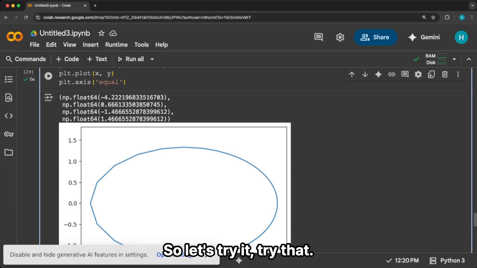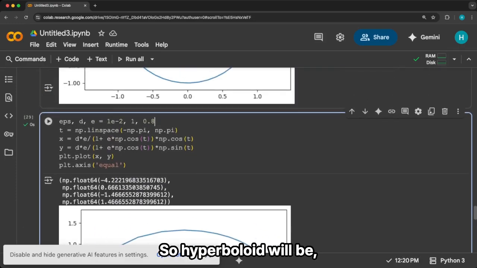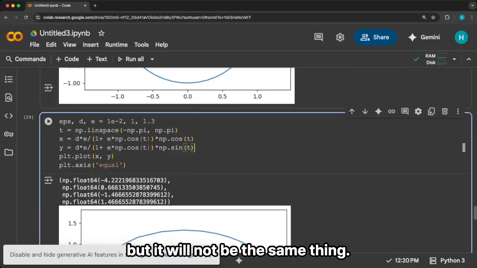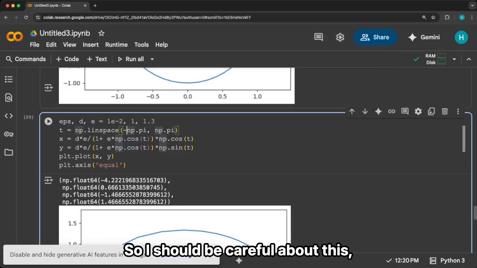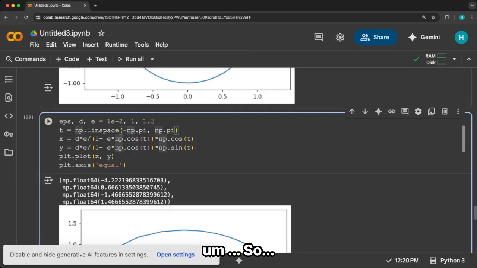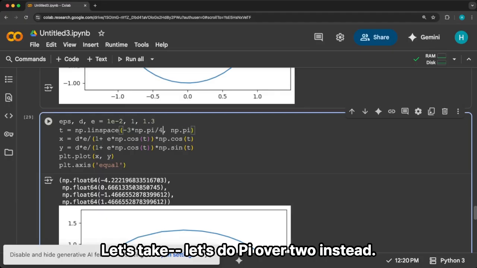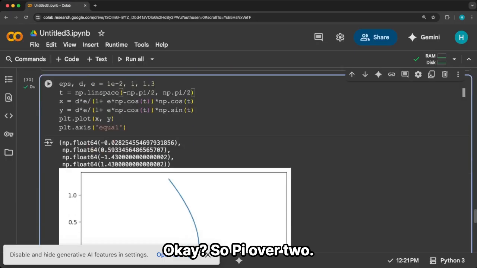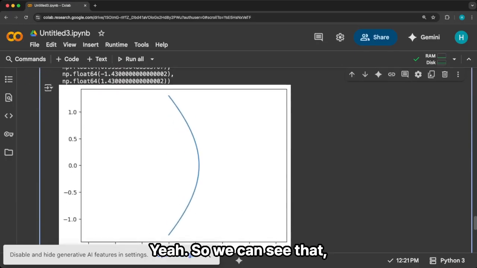So let's try that. The hyperbola will actually look like a parabola, but it will not. It's the same thing, so I should be careful about this. Let's just use pi over 2 instead. Okay, so pi over 2. Yeah, so we can see that this is part of a hyperbola.